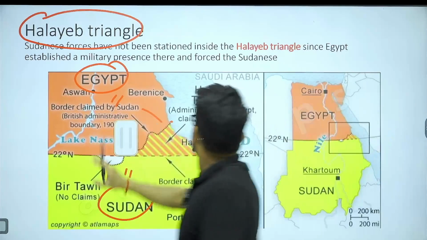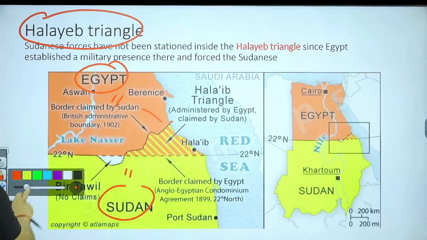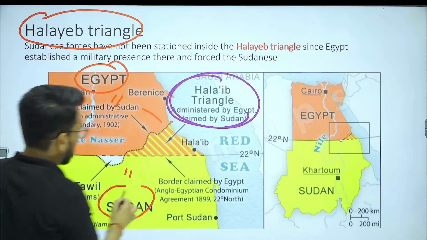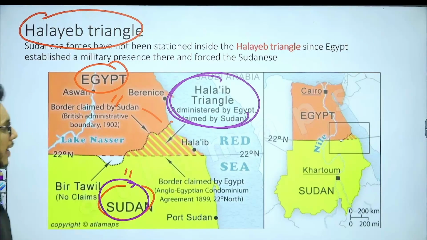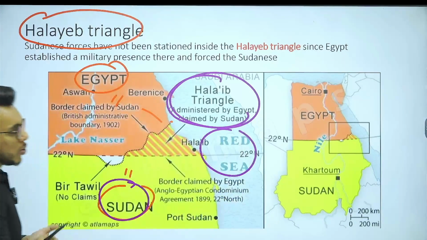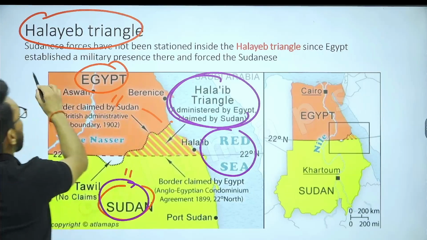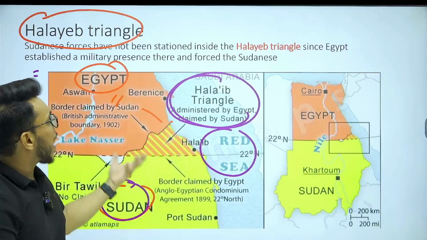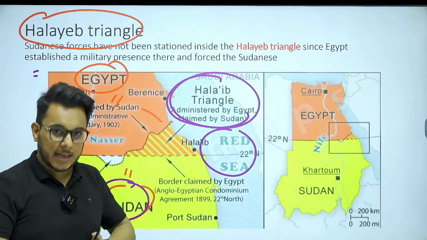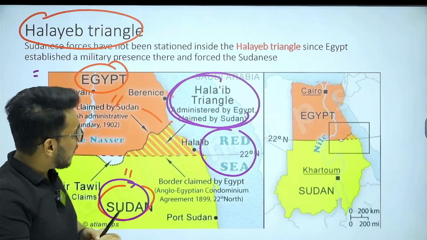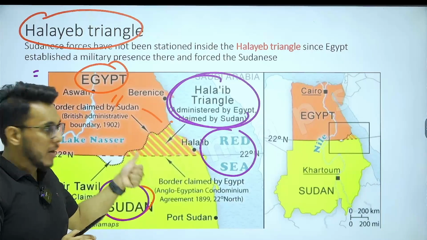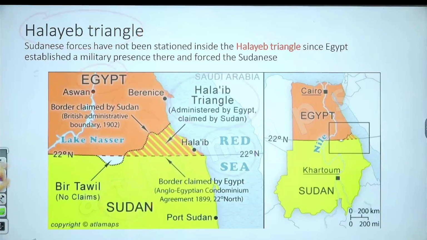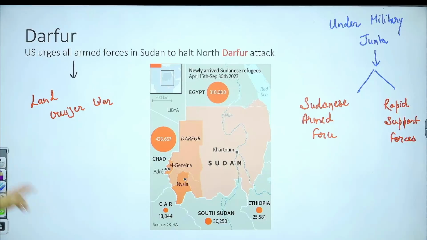And this Halaib Triangle is a disputed area between Egypt and Sudan. As of now, what is the situation? Halaib Triangle is administered by Egypt, but it is claimed by Sudan. And it borders the Red Sea. Recently Egypt has established its military forces in the Halaib Triangle, and since then Sudanese forces have faced a setback. So therefore Halaib Triangle is in news. Where? Africa, between Egypt and Sudan. Okay. The next entry, Darfur region.